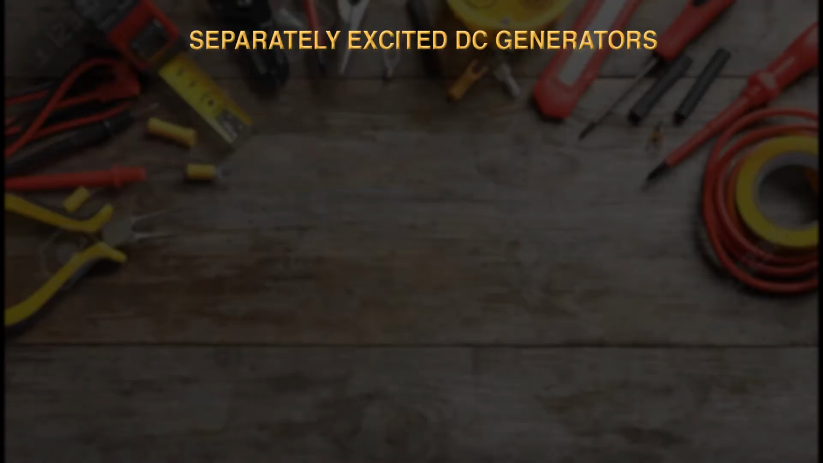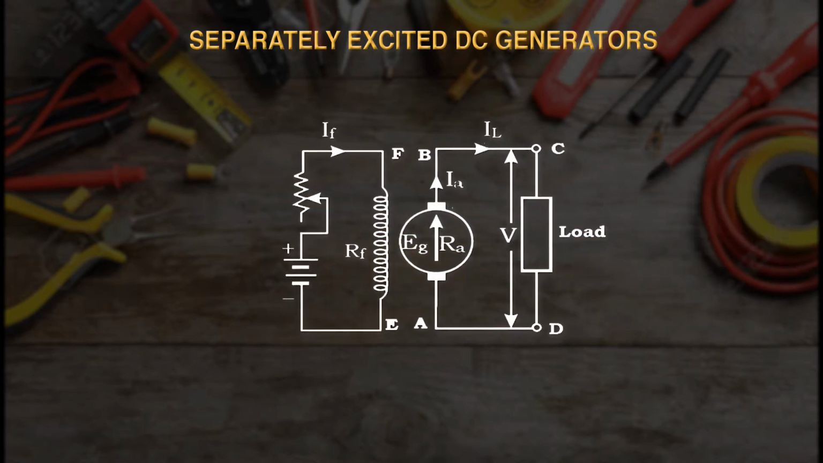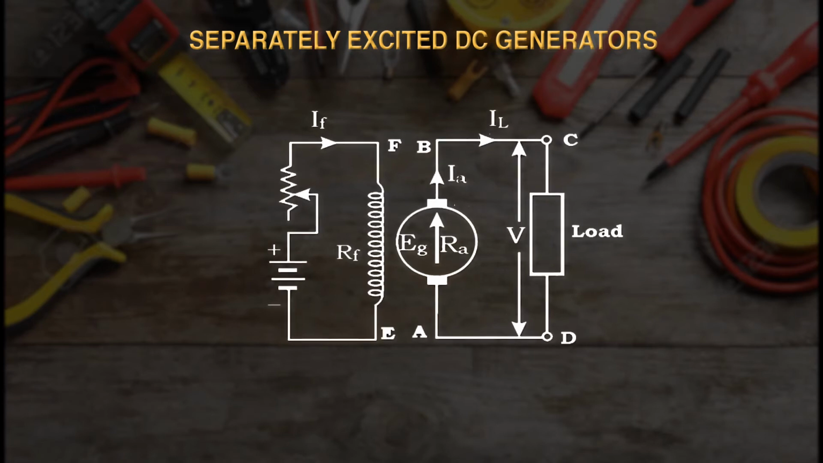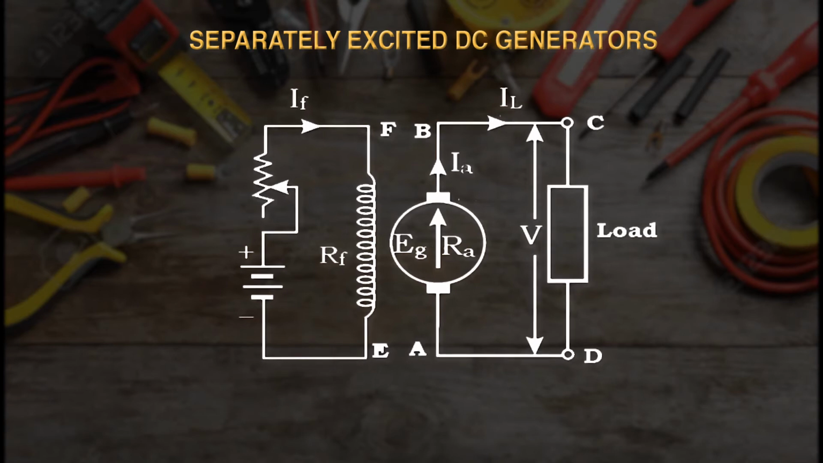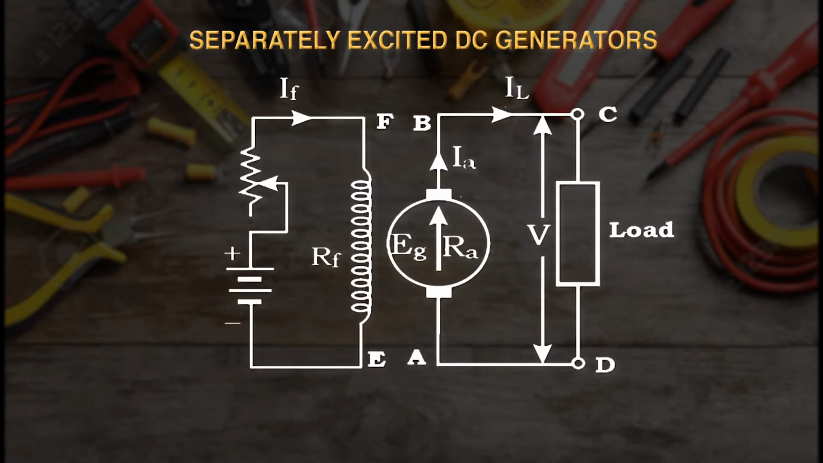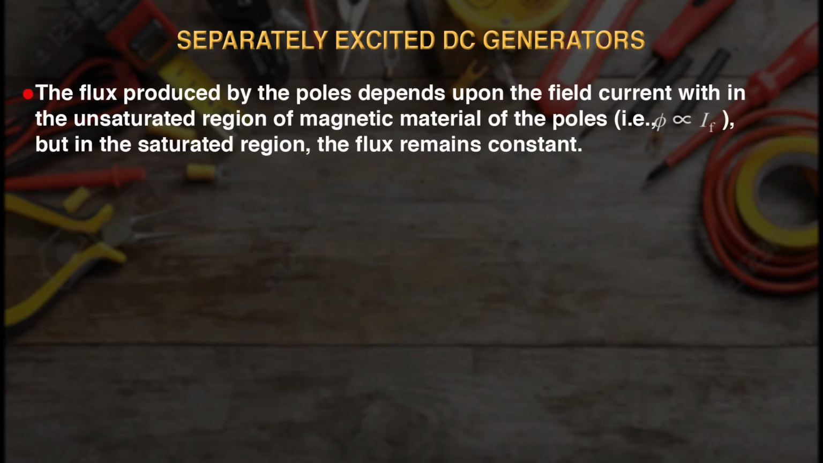Now I am going to discuss the separately excited DC generator. Here you can see in the figure a DC generator in which current is supplied to the field winding from an external DC source; it is called a separately excited DC generator. The flux produced by the poles depends upon the field current within the unsaturated region of the magnetic material of the poles. This flux is directly proportional to the field current, that is IF. But in the saturated region, the flux remains constant.